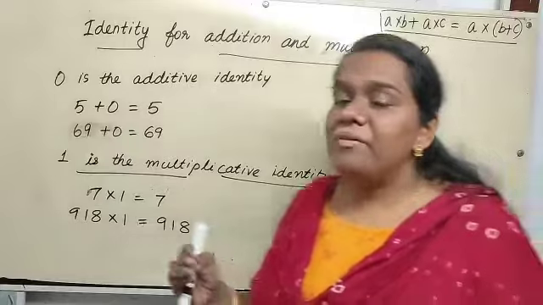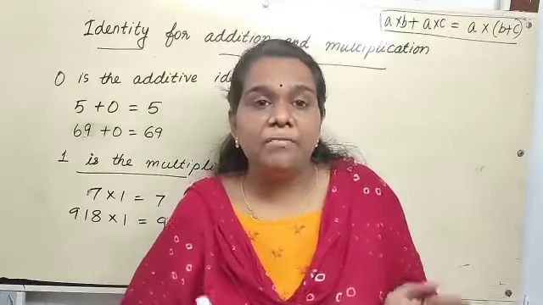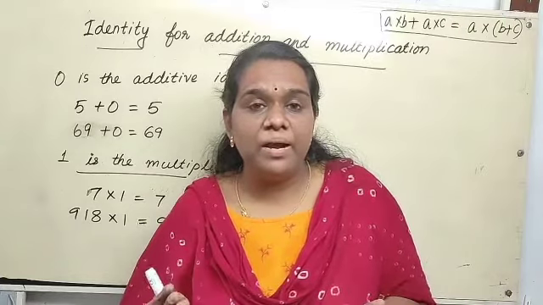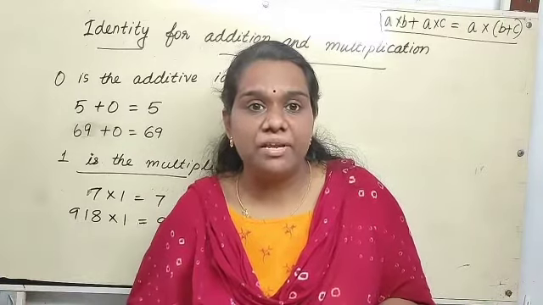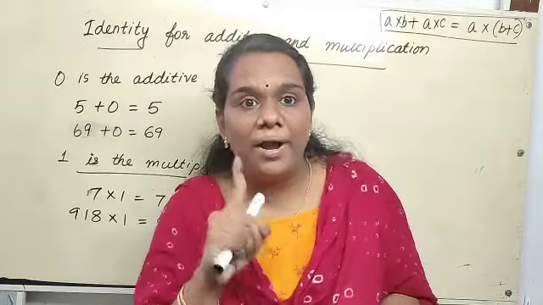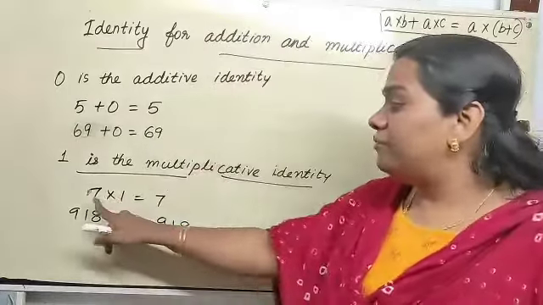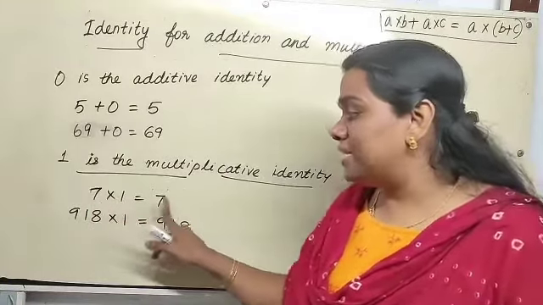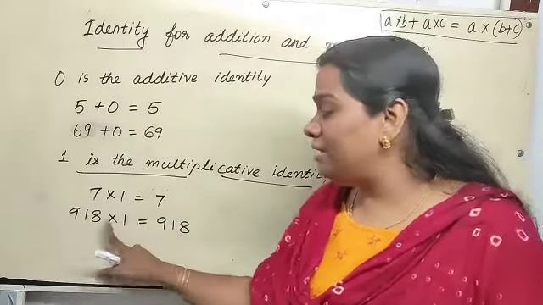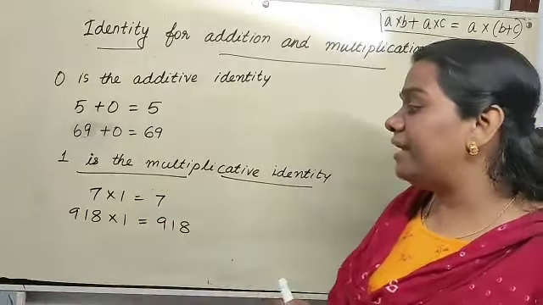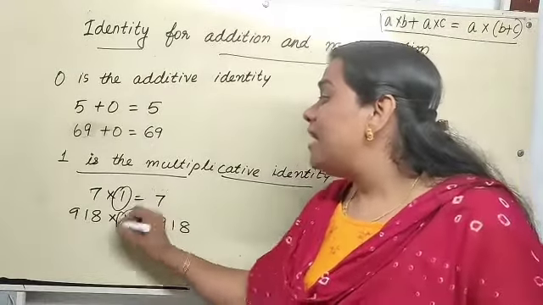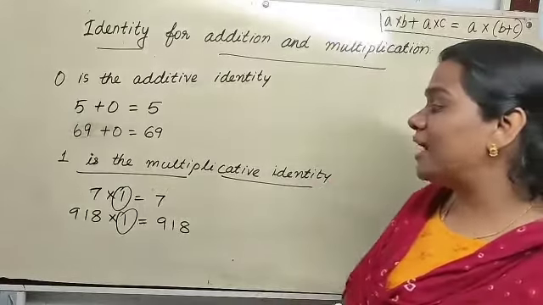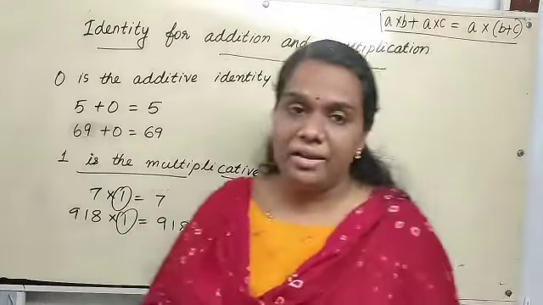Which is the identity for addition? 0. Similarly, when we multiply a number with some number, we get the same number, 57. 57, when we multiply with a number, we get 57 itself. Which is that number? 1. Then 57 into 1 is equal to 57. 7 into 1 is equal to 7. 918 into 1 is equal to 918. So 1 is the identity for multiplication. 1 is known as the multiplicative identity.